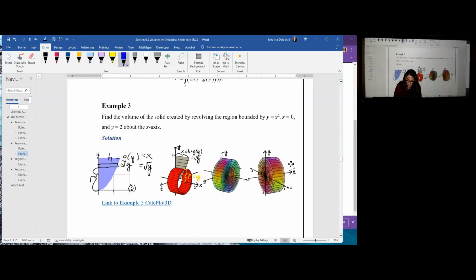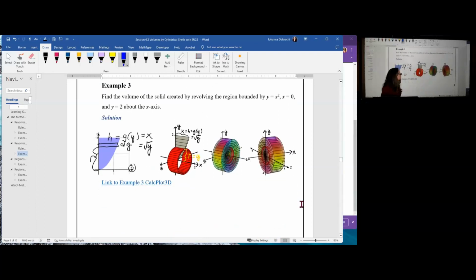In example 3, we want to find the volume of the solid created by revolving the region bounded by y equals x squared, x equals 0, which is the y-axis, and y equals 2 around the x-axis. It's very important to know which axis you're going around. Remember from our previous work with discs and washers that it completely changes the shape in most cases.